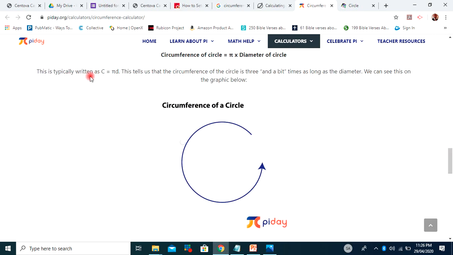This is typically written as C equals pi d. This tells us that the circumference of the circle is 3 and a bit times as long as the diameter. You can see this on the graphic below. Can you see the graphic below? You can see the picture of the circumference and you can see the diameter and the radius.